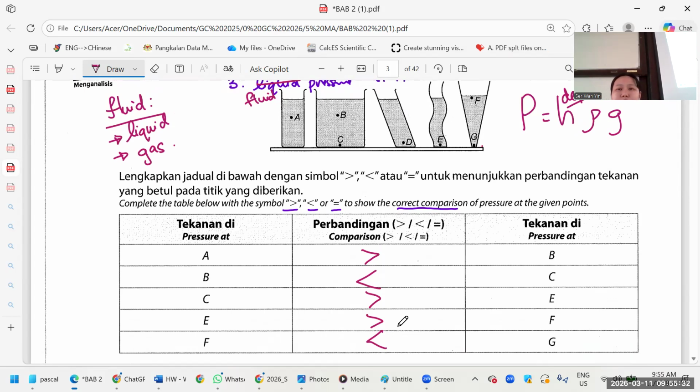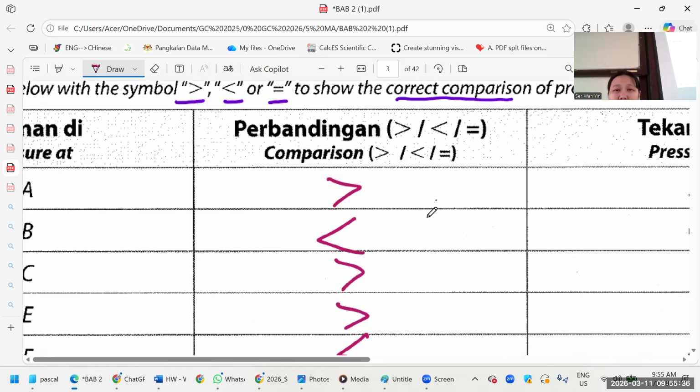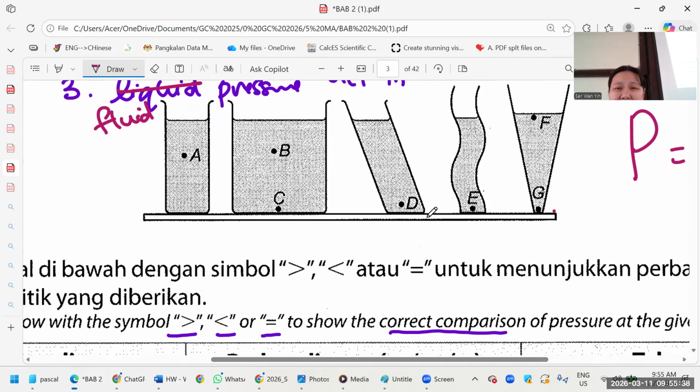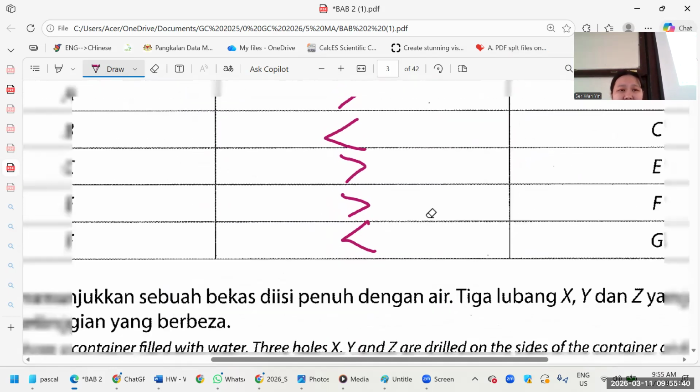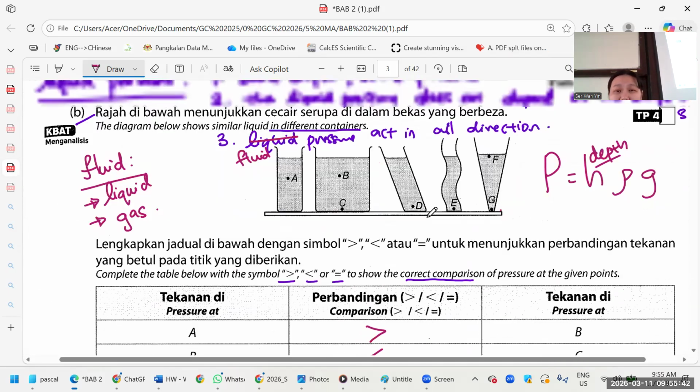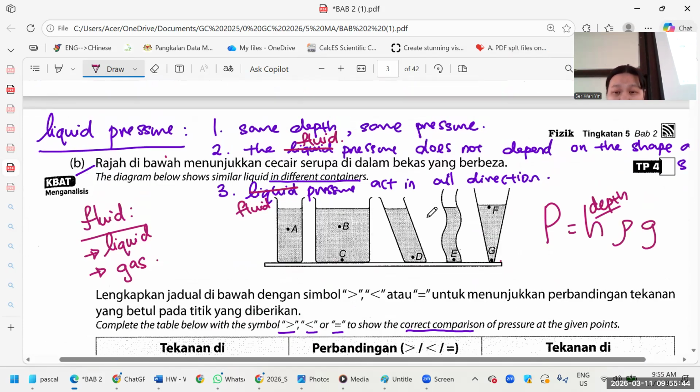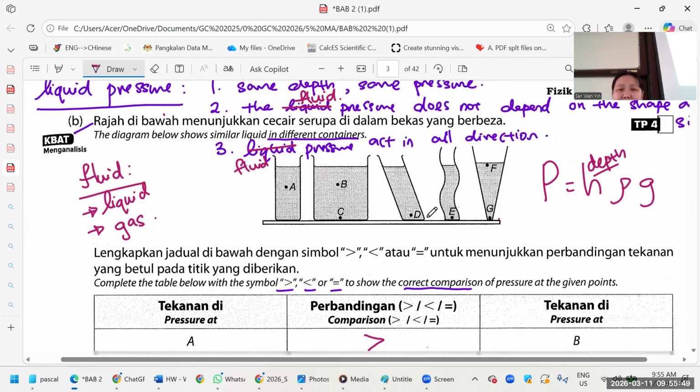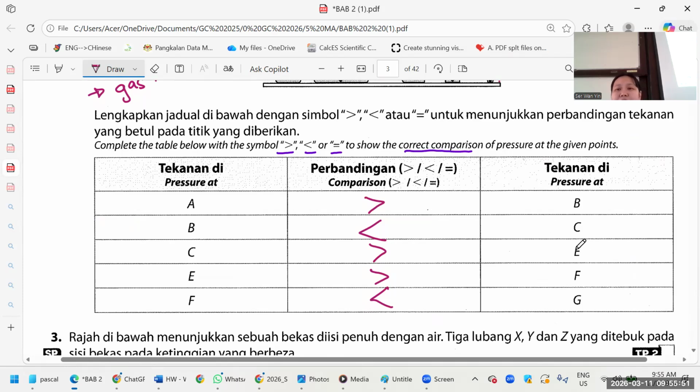No. C and E. Yeah, I think C and E are the same. I thought C and D. Yeah, correct. C and E are the same, sorry. Thank you. Good.